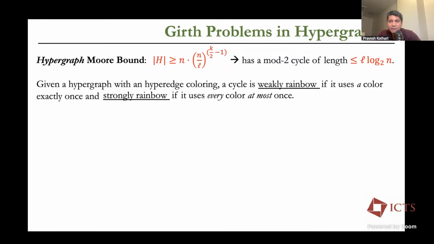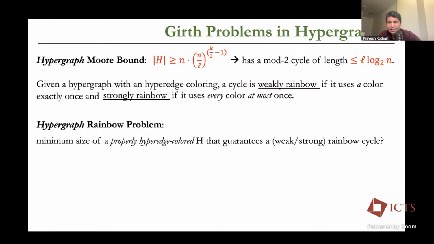We can ask, what about hypergraph rainbow problems? So, let's make the natural definition here. I'll have a hypergraph, and I'm going to color the hyperedges with various colors, and I'm going to define a mod 2 cycle as weakly rainbow if, just like in the case of graphs, it uses a color exactly once, and strongly rainbow if it uses every color at most once. So that's the natural analog of the definition we had for rainbow and weakly rainbow cycles in graphs.